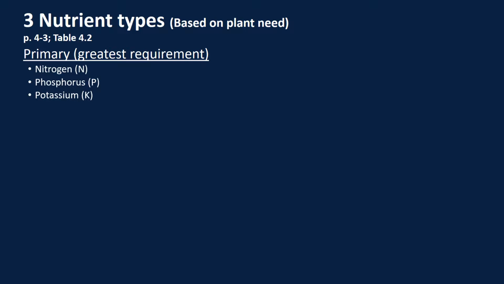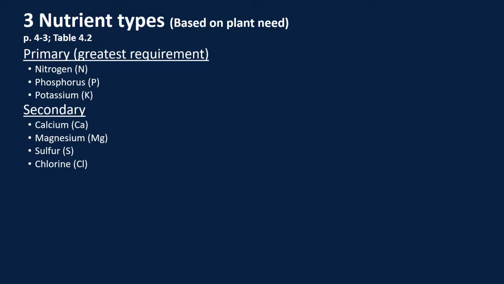And this next group is called secondary nutrients, which is still part of that macronutrient family, still needed in the most abundance, but just less than N, P, and K. And that includes these here: calcium, magnesium, sulfur, and chlorine.